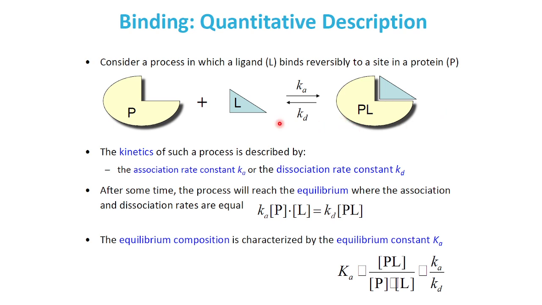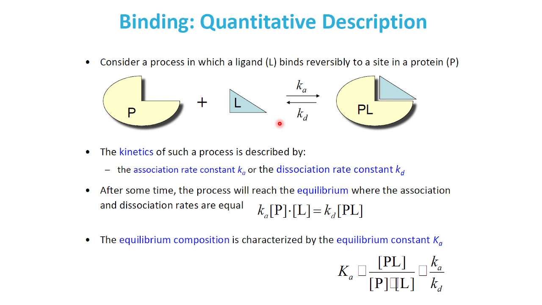So you can explain the kinetics of such a process via two kinds of rate constants, in which you have the association rate constant Ka or the dissociation rate constant, which is called the Kd. Then in the primary stage you have the protein and the ligand, and after some time the process will reach an equilibrium where there will be equal amounts of all the molecules and the complexes. At equilibrium, your association and dissociation rates become equal.